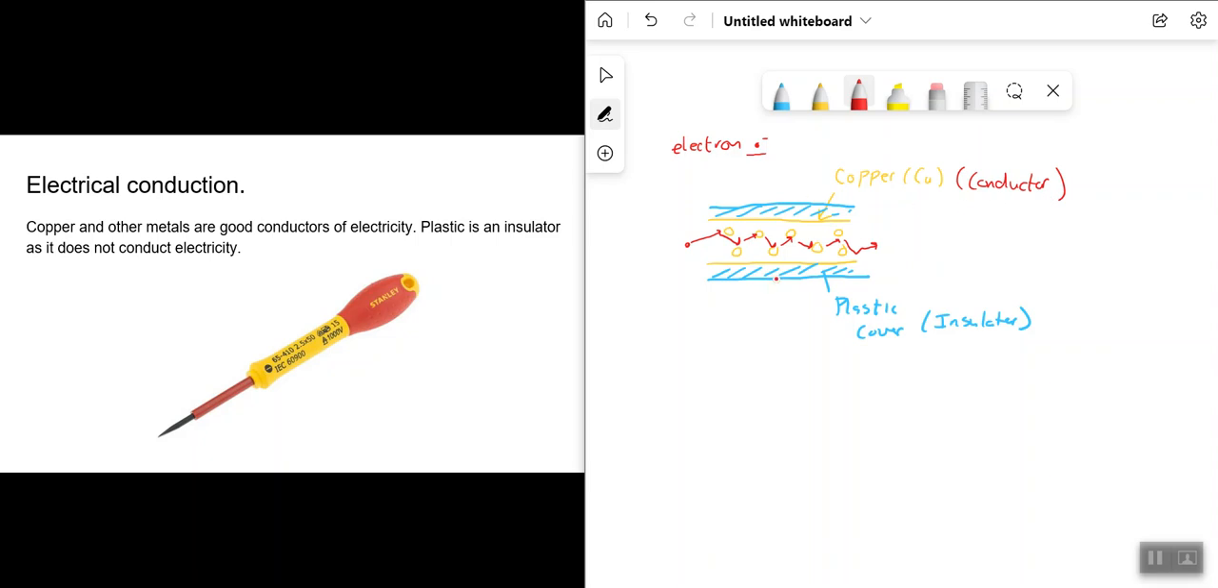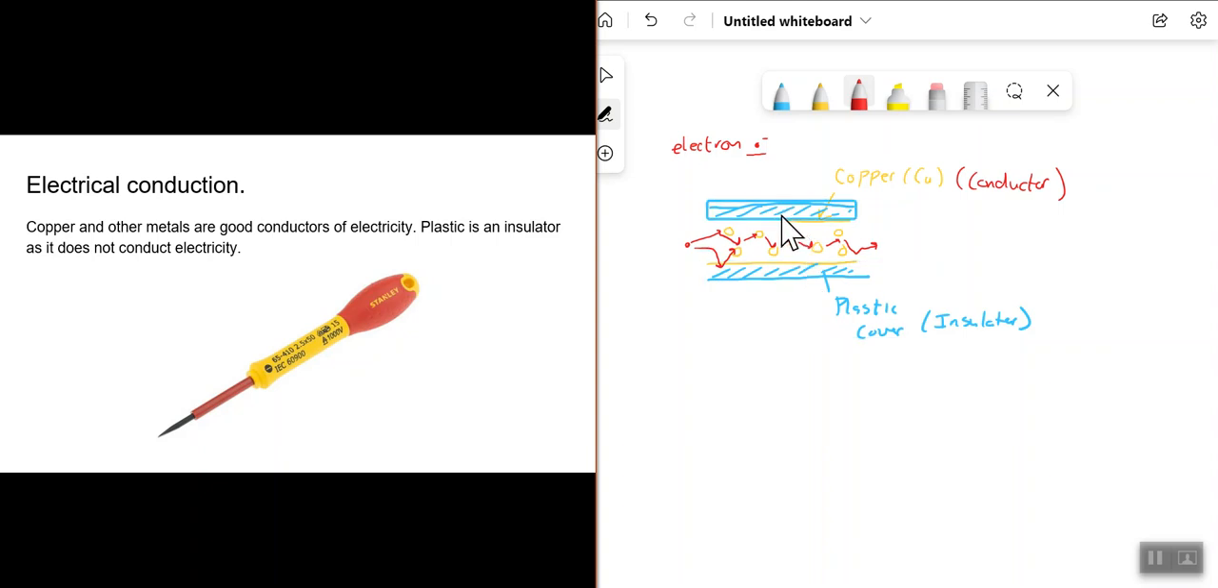Okay, so the insulator basically, if this electron tries to go out here through this insulator, it won't be able to, it'll just bounce back off it again. Okay, so basically insulators do not let electricity move through them. And when we talk about electricity, it just means the movement of electrons through it. So copper and other metals are good conductors of electricity. So plastic is an insulator as it does not conduct electricity.